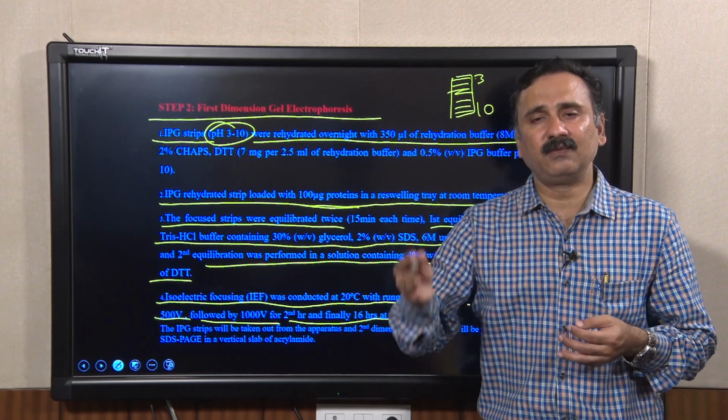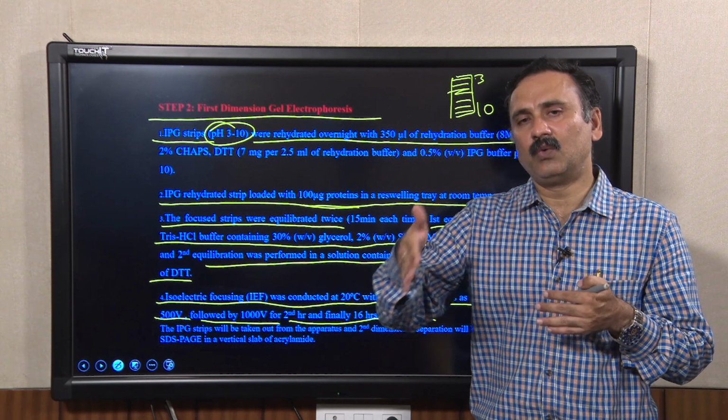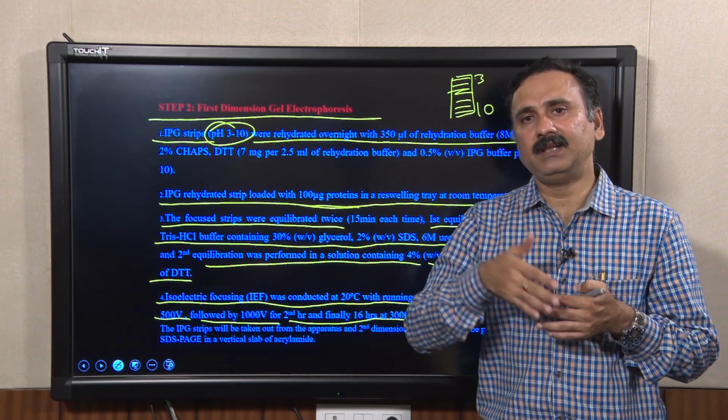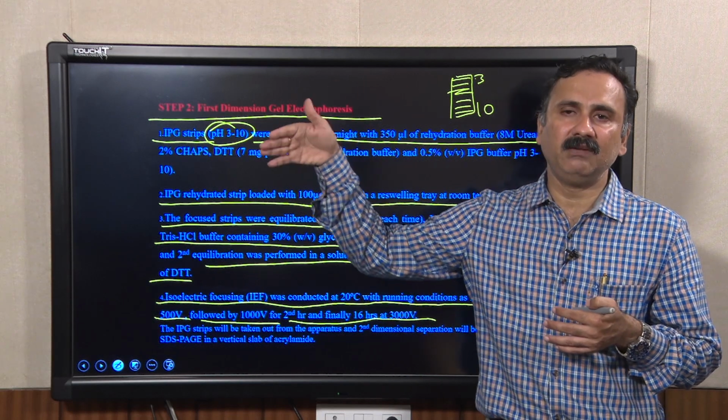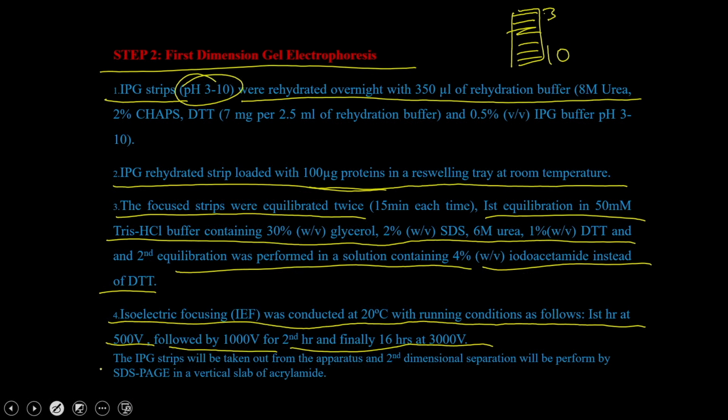So, when you run this for the 16 hours at 3000 volts, the proteins are going to migrate throughout this isoelectric focusing strip, and then it will get immobilized to its individual spots. The IPG strips will be taken out from the apparatus, and the second dimension separation will be performed in the SDS-PAGE in a vertical slab of the acrylamide.